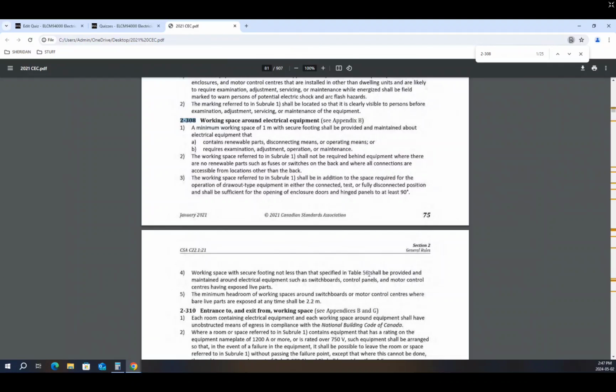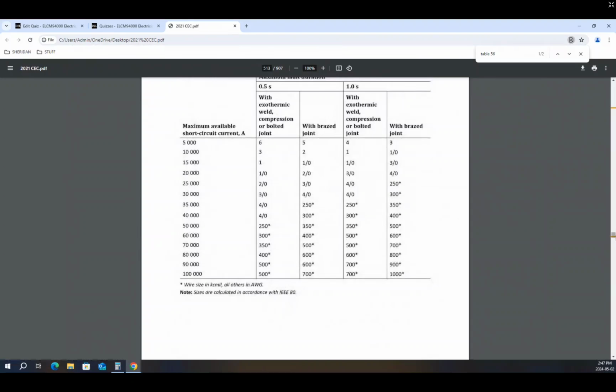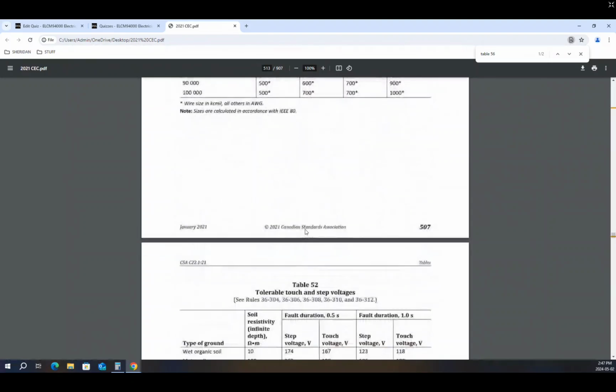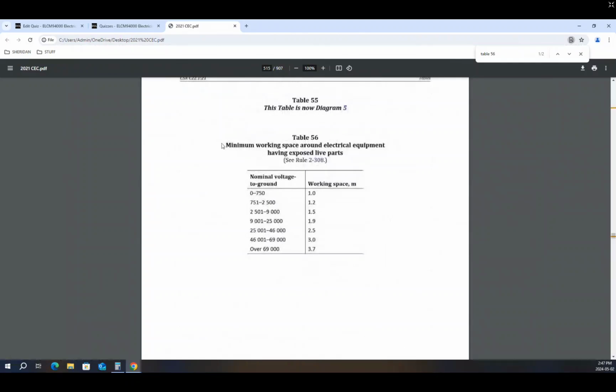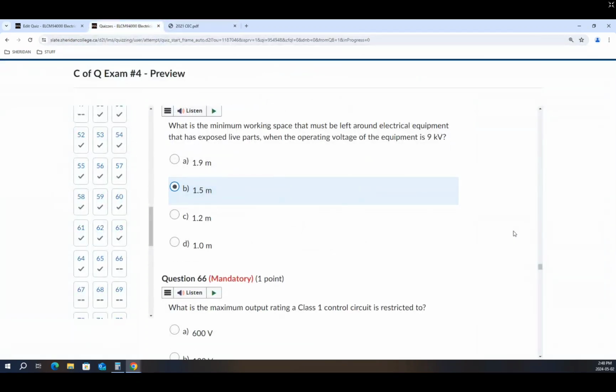So it looks like I have to go to Table 56 here. Minimum working space around electrical equipment having exposed live parts, nominal voltage to ground, 9,000. Right here, 2,501 to 9,000, 1.5. 1.5.